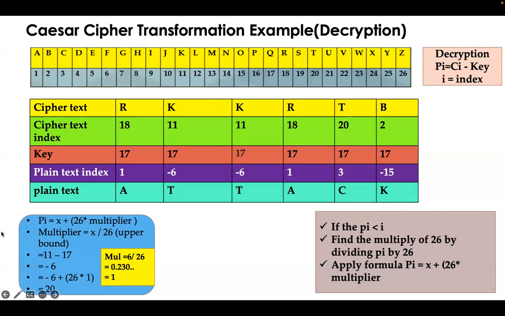In our formula, we write down -6 in the place of x, and we add 26 times the multiplier of 26, which is 1. From this formula, we get the answer 20. And for the index 20, we get the alphabet T. And for -15, we can follow the same rules.